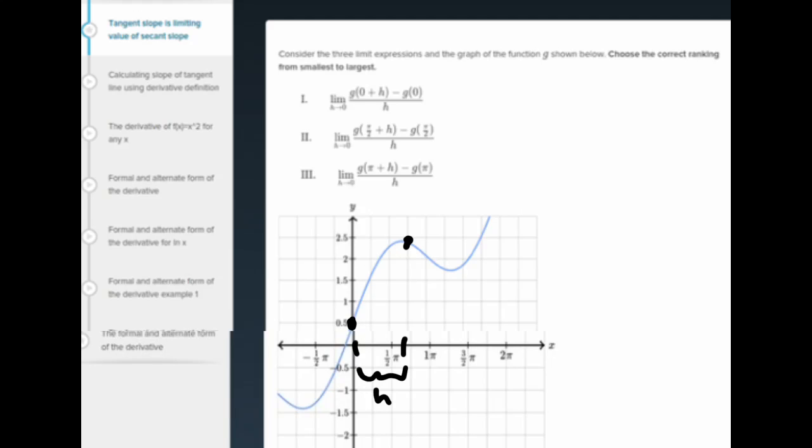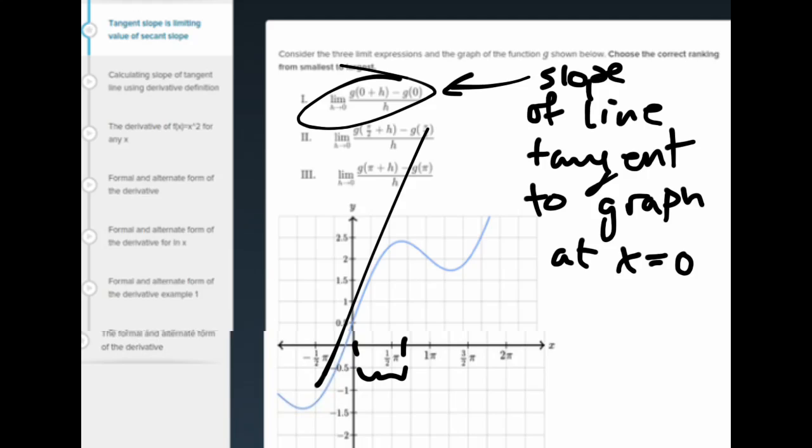So the slope of the secant line becomes the slope of the tangent line. I'm drawing it poorly, but there, kind of the slope of the tangent line. It's not supposed to cross, but I can't draw it that well. So this is the slope of the line tangent to the graph at an x value of 0. That's what this means. So there we go. Slope of the line tangent to the graph at x equals 0. That corresponds to that black line, kind of.